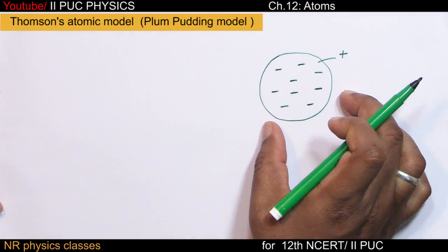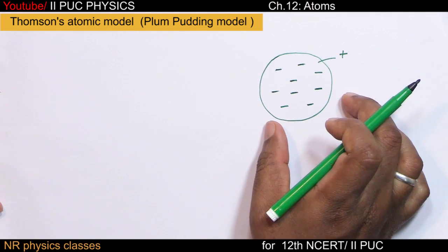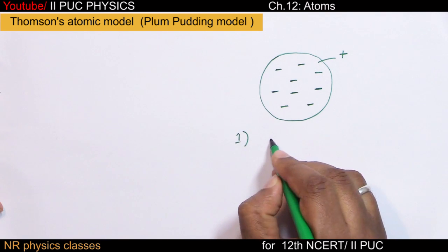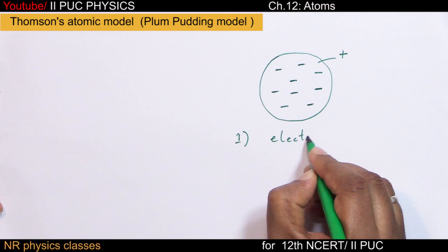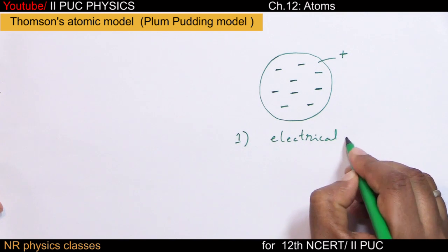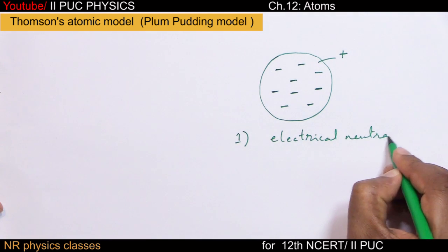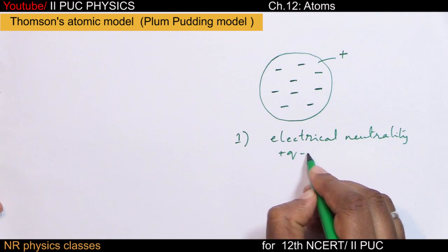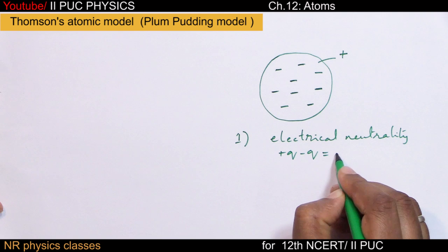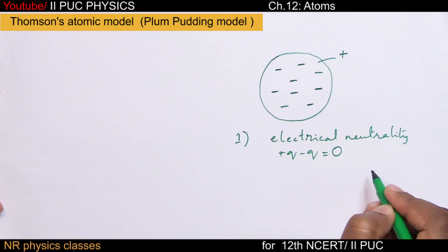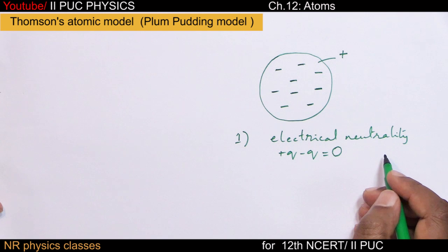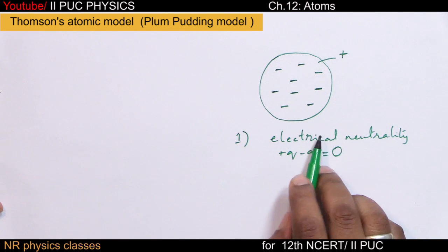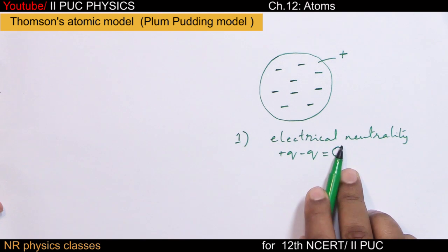So based on this picture, he could explain, first one, electrical neutrality. Electrical neutrality means net positive charge is equal to net negative charge, thereby the total charge of the system is 0. Many experiments revealed that atoms are electrically neutral. So this model supported electrical neutrality.